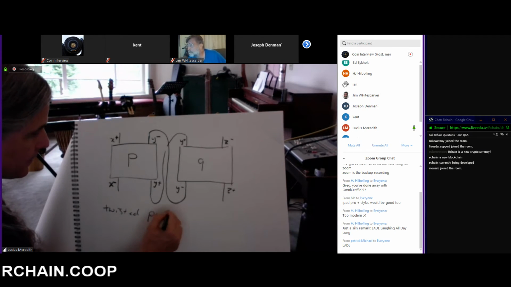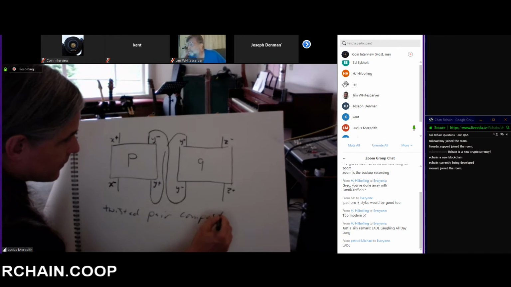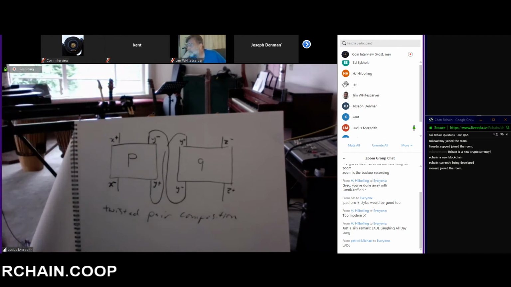And that is the trick that we're using in our category, this twisted pair composition. It's nice that it all falls out.